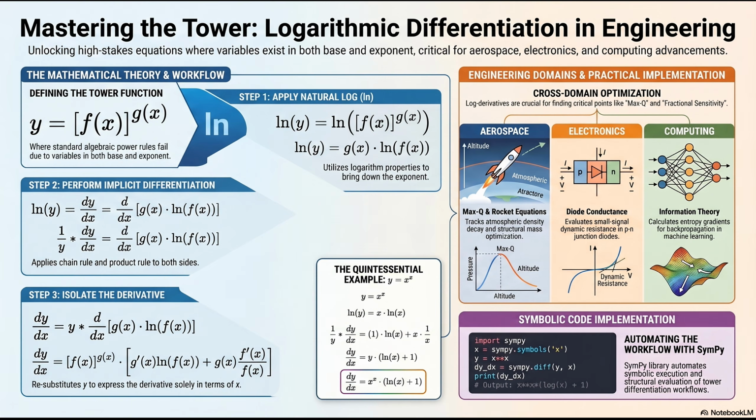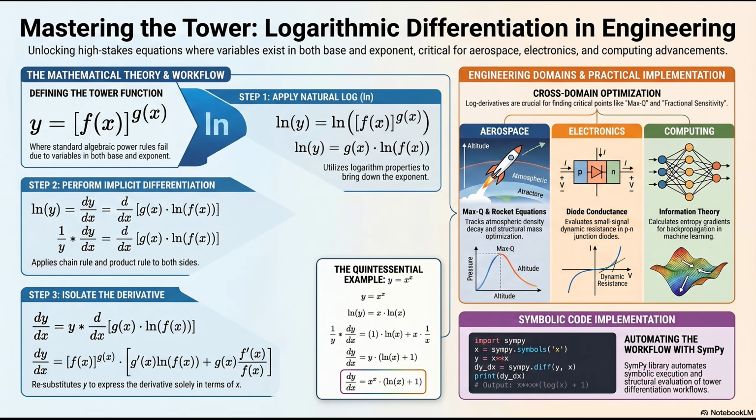You multiply the whole mess by the original function, and your unsolvable problem is actually solved. In the case of y equals x to the power of x, the derivative evaluates cleanly to x to the power of x times the quantity of the natural log of x plus 1. You successfully calculate the rate of change for a system where absolutely nothing is anchored.